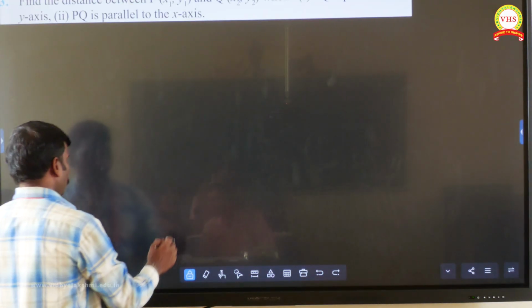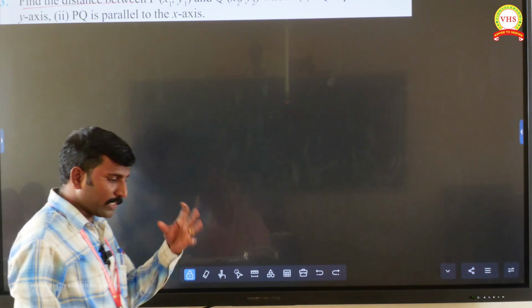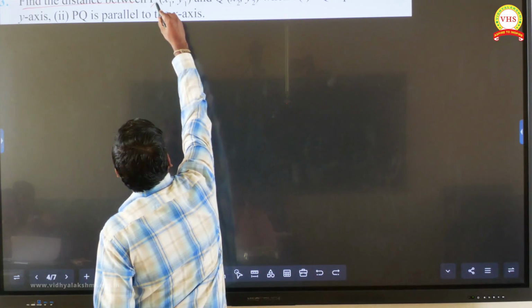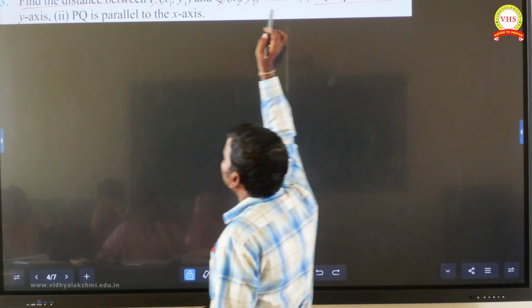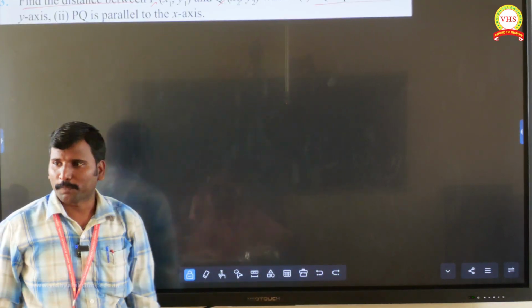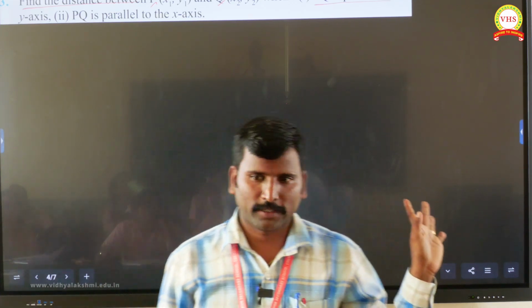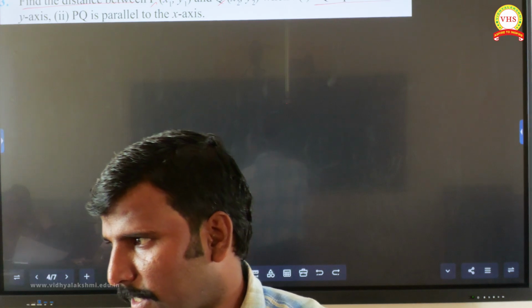Now here, let's see what they are telling. We have to find the distance between P and Q, given that PQ is parallel to the y-axis. Before going to the subdivisions, first we will find the distance between P and Q. We know the distance formula between two points, which I am going to apply: square root of (x2 minus x1) whole square plus (y2 minus y1) whole square.